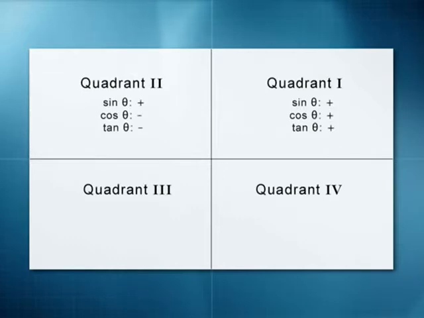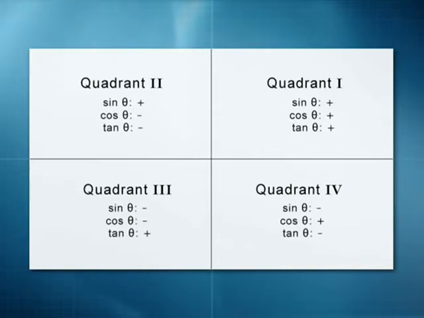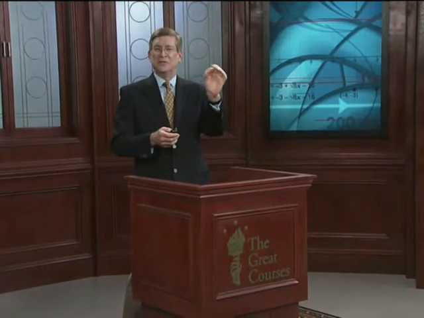Going down to quadrant 3, sine and cosine are both negative, but lo and behold, their quotient, sine over cosine, which is tangent, that'll be positive. And finally, in quadrant 4, sine is negative, cosine's positive, tangent again is negative. So depending on the quadrant, the sign, S-I-G-N, of sine might be plus or minus. Kind of confusing when you have the sign of sine.